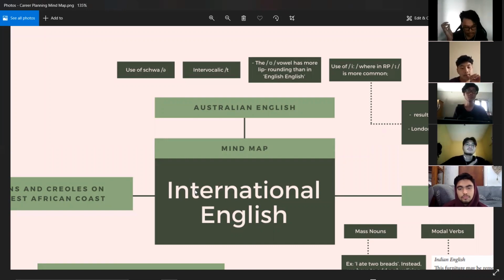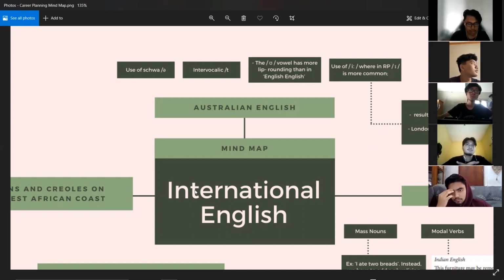This is the pronunciation of T between vowel sounds becoming closer to the standard of North American English. And the fourth one is U, where the vowel has more lip rounding than in English, or the English that is spoken in England. And the last one is the use of I, where in RP, the I is more common.